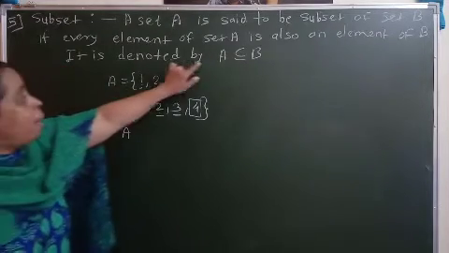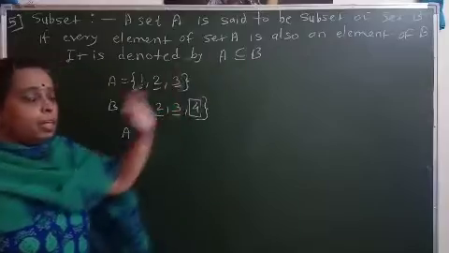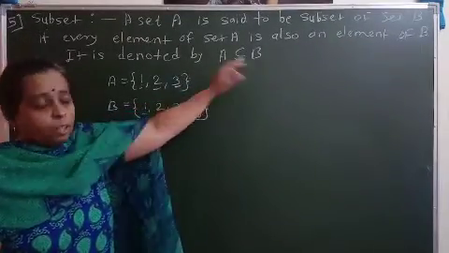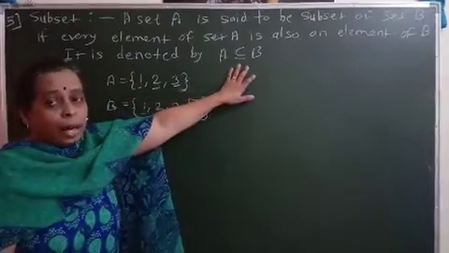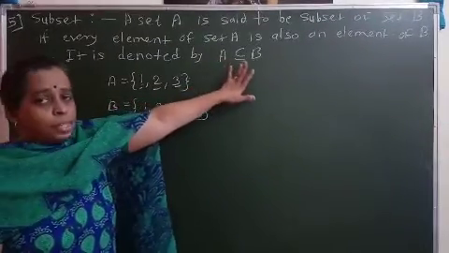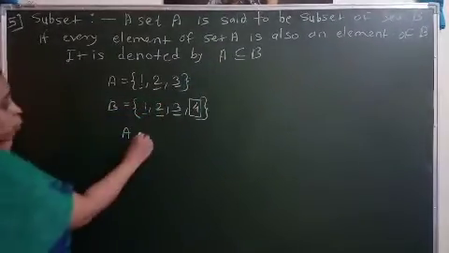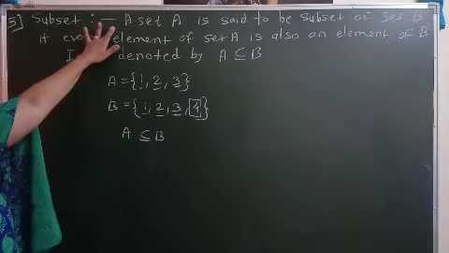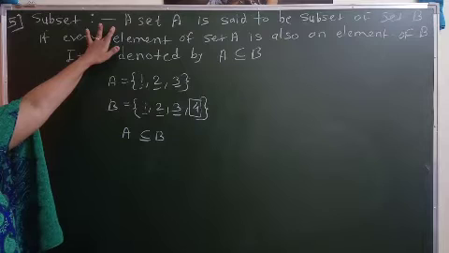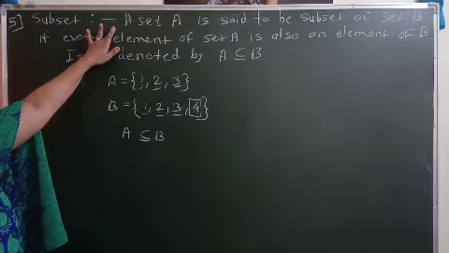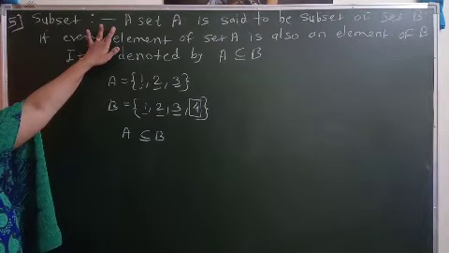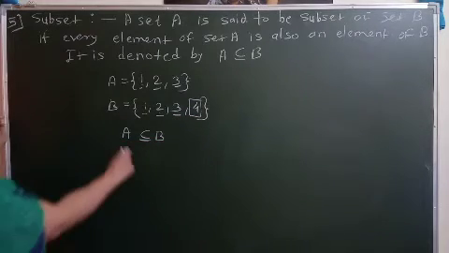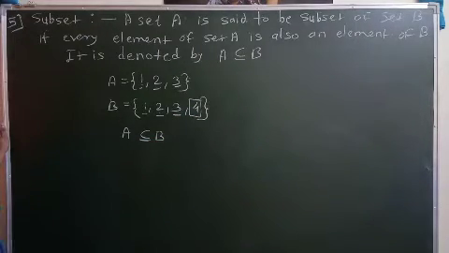It is denoted by A is subset of B. बोलताना म्हणायचं A is subset of B, लिहिताना मात्र असं लिहायचं. So you can write like this and read as A is subset of set B. Definition says every element of set A is an element of set B, and B contains at least one element which is not in A. So A is called subset of set B.